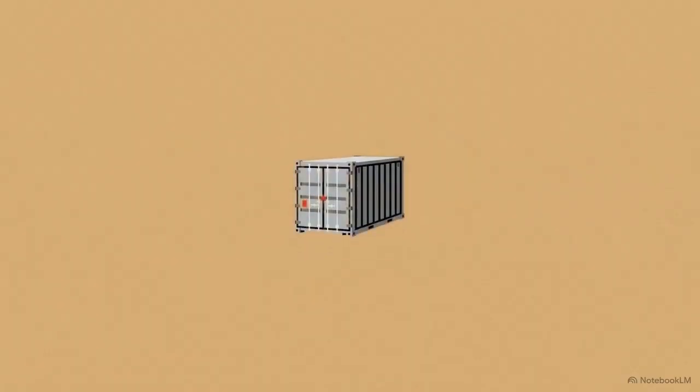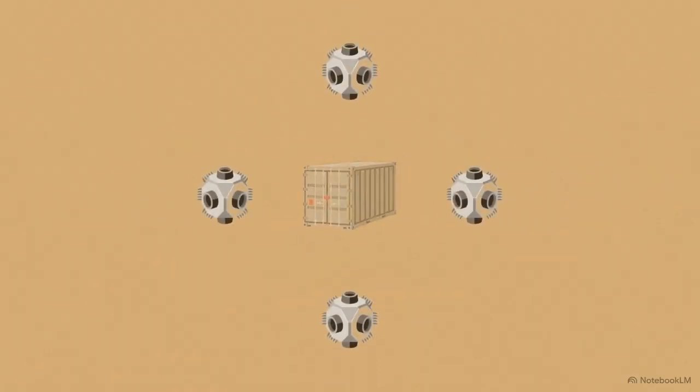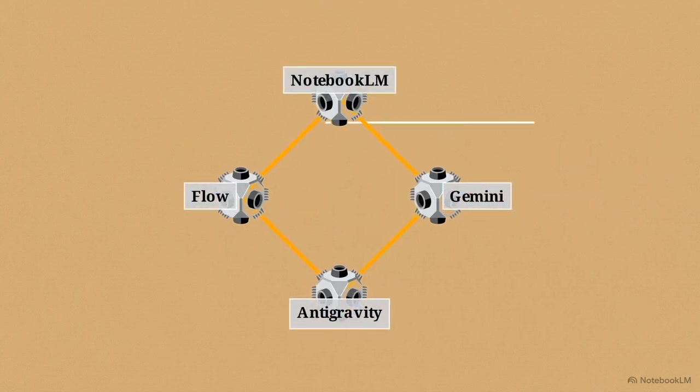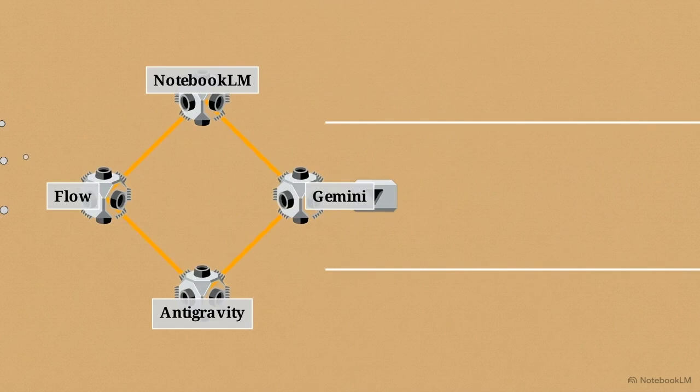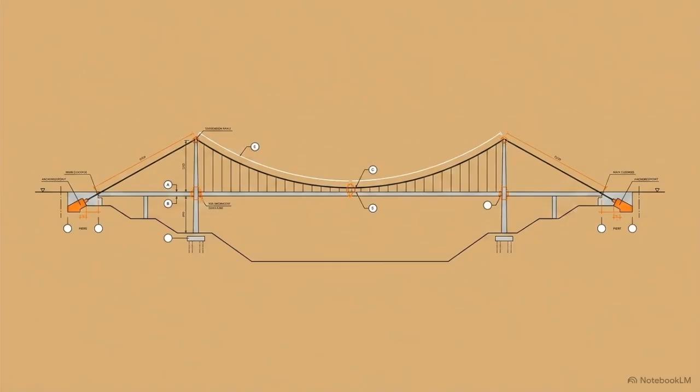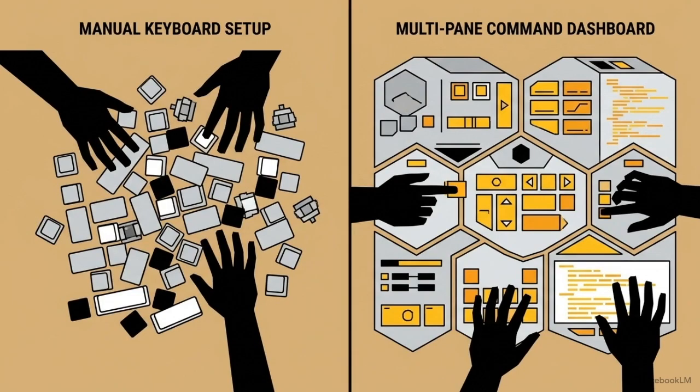To solve this, we will break down the Google AI Creative Studio. We will map exactly how Notebook LM, Flow, Gemini, and Anti-Gravity interlock. We are tracing the pipeline from raw, unstructured data all the way to a fully orchestrated multi-agent application. Mastering this pipeline provides the technical bridge required to transition from a manual developer to an autonomous solution architect.